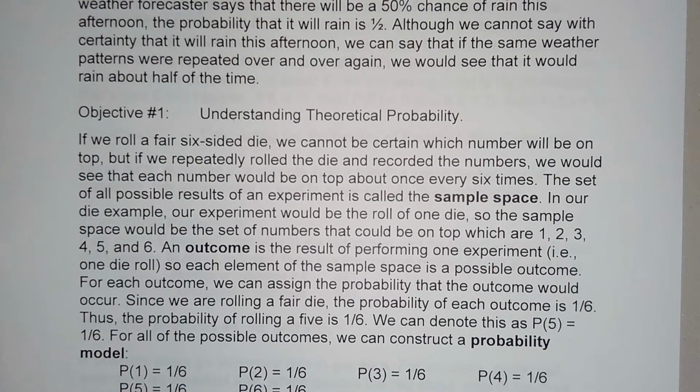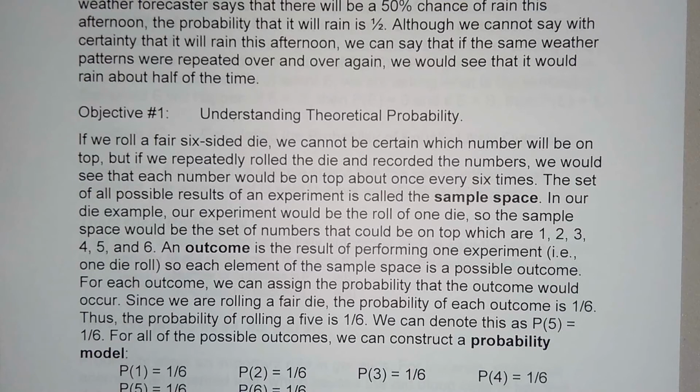So we're going to first talk about theoretical probability. If we roll a fair six-sided die, we cannot be certain which number will be on top. But if we repeatedly roll the die and record the numbers, we would see that each number would be on top about once every 6 times. The set of all possible results of an experiment is called a sample space. In our die example, our experiment would be a roll of one die. So the sample space would be the set of numbers that could be on top, which would be 1, 2, 3, 4, 5, and 6.